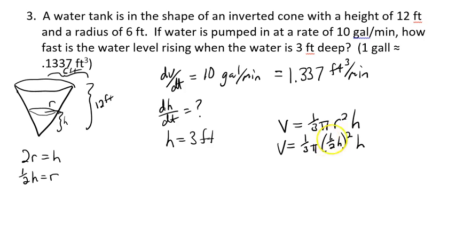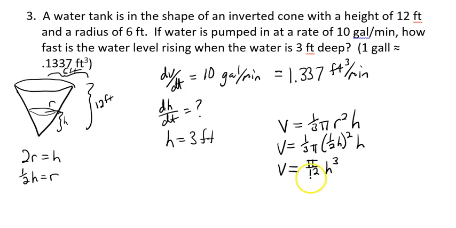Then I'm going to square that 1/2, square the h, and simplify this formula. When I square the 1/2, I get 1/4, which I can multiply by the 1/3 and the pi and get pi over 12. I also have to square the h and multiply by h, so I get h cubed. This is my new formula. It's a lot easier to work with, and it's just a power rule.